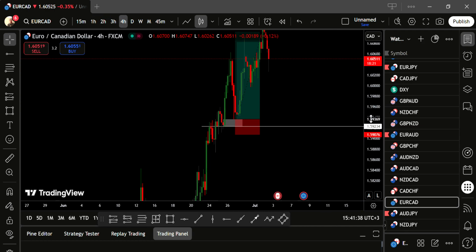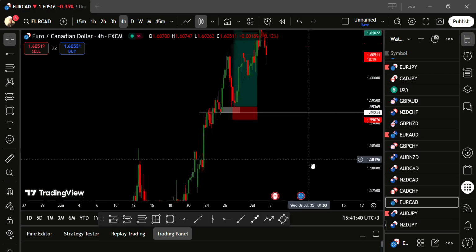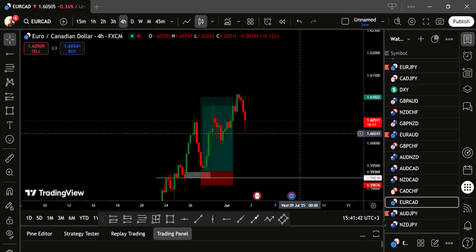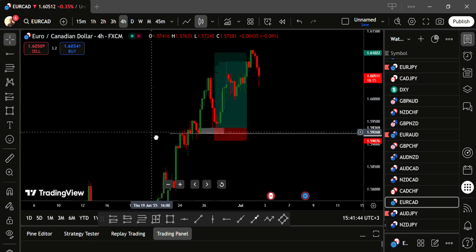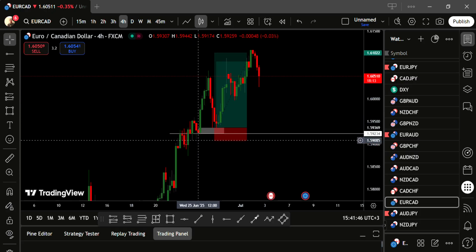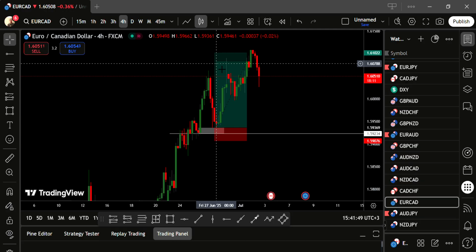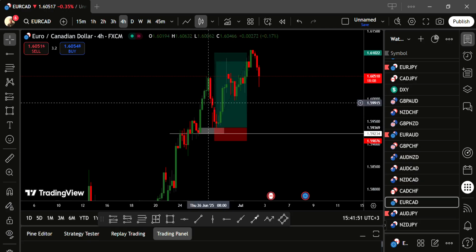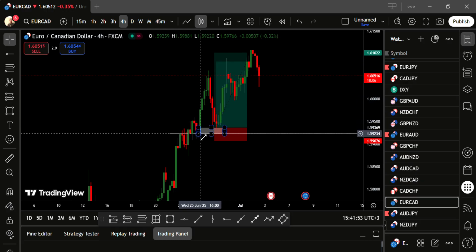Yes, guys. 4 hour, baby. So now you see this setup, guys. Price dropped, based, and then went up. You see this bullish engulfing candle followed by only green candles. It shows that there's a lot of bullish or buying momentum in this area.